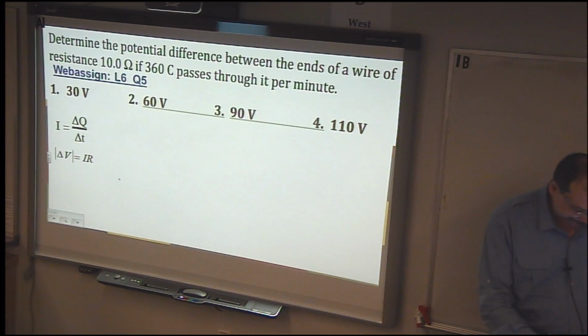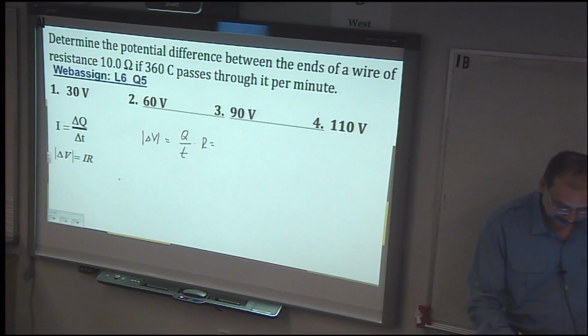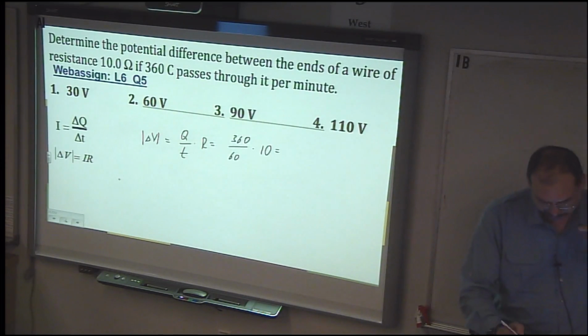Now, this is what we can do immediately. The voltage we are looking for should be equal to the charge over time, charge per second, times the resistance. We have 360 coulombs over 60 seconds times 10 ohms, which is 60 volts. Very clear. Any questions?